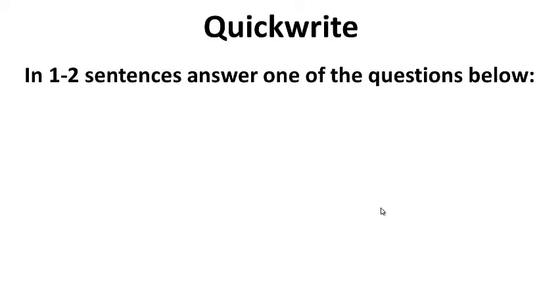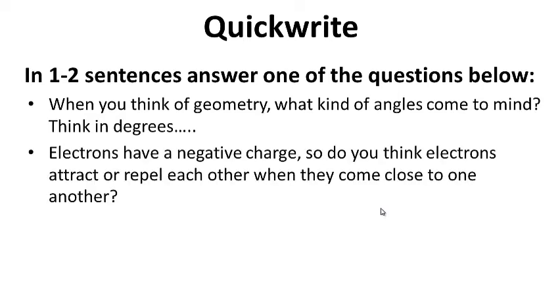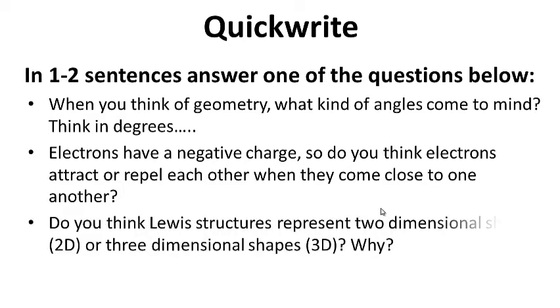All right, so for your quick write, when you think of geometry, what kind of angles come to mind? Think in degrees. Okay, electrons have a negative charge. So do you think electrons attract or repel each other when they come close to one another? Do you think Lewis structures represent two-dimensional shapes or three-dimensional shapes, and why? Okay, go ahead and pause this while you do your quick write. I'm going to move on.